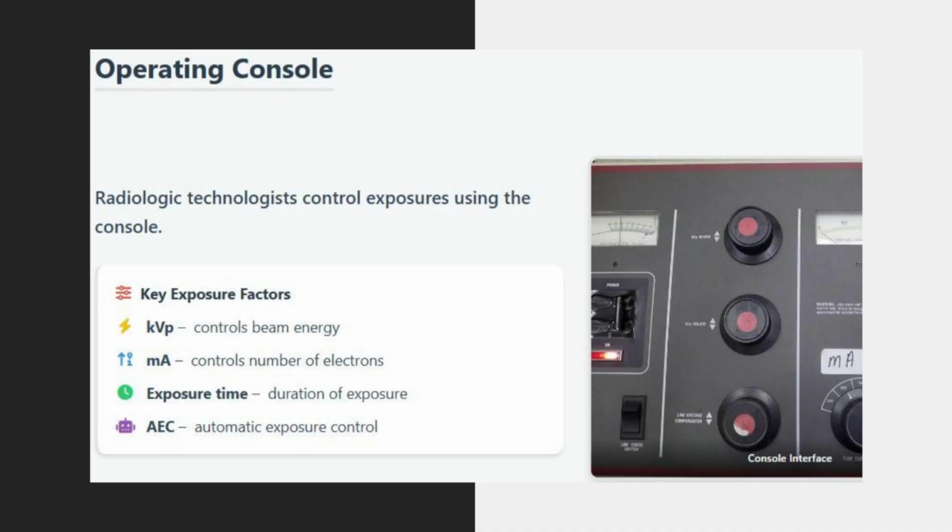The operating console is where the radiologic technologist controls the exposure. From the console, we select exposure factors such as kVp, mA, and exposure time. kVp primarily controls the energy and penetrating ability of the X-ray beam. Milliampere, or mA, controls the number of electrons flowing from the cathode to the anode, while exposure time determines how long that electron flow occurs. When automatic exposure control, or AEC, is used, the system automatically terminates the exposure once sufficient radiation reaches the image receptor.